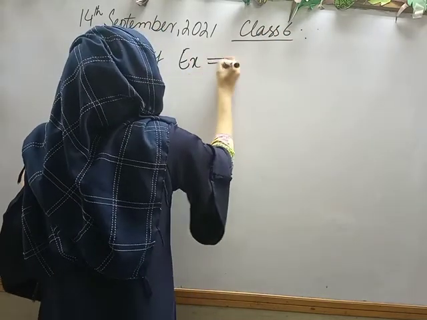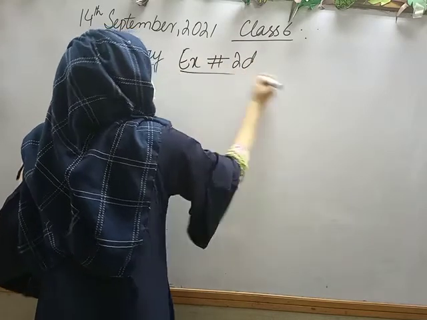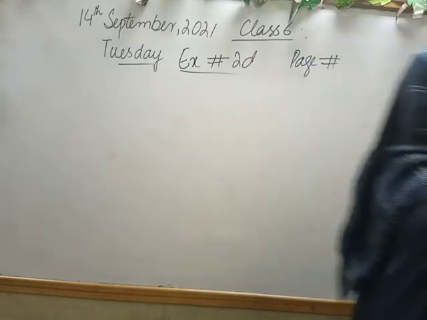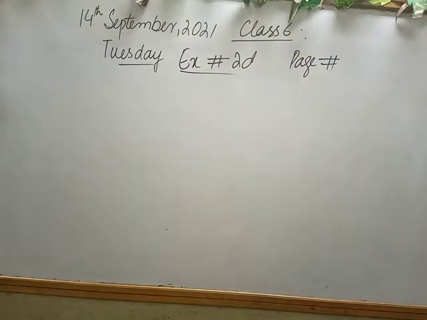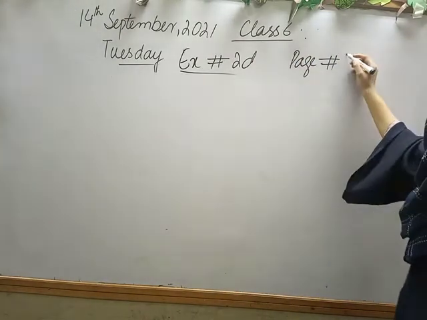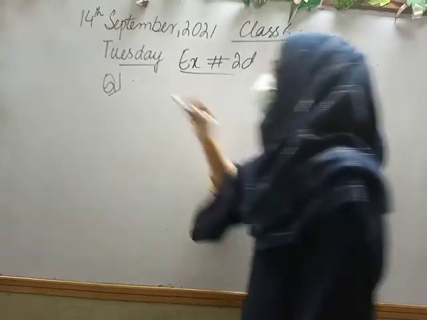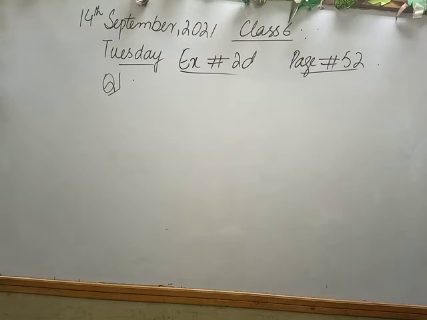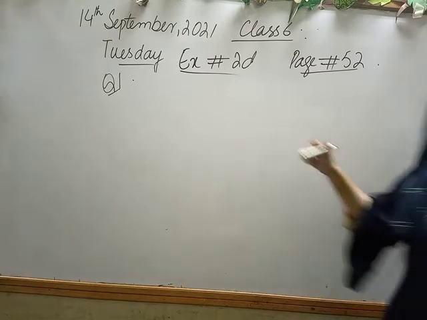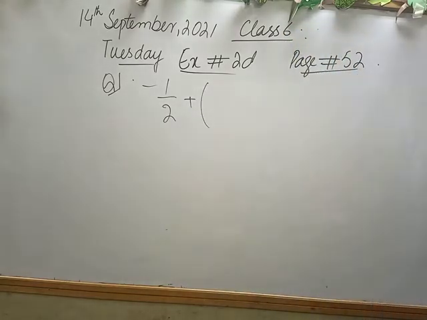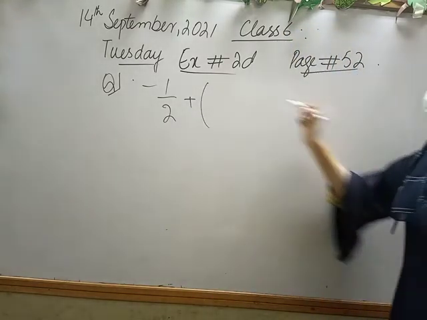Exercise number 2D, page number 52. Question number 1. And we have, class, minus 1 by 2 plus bracket minus 3 by 4.